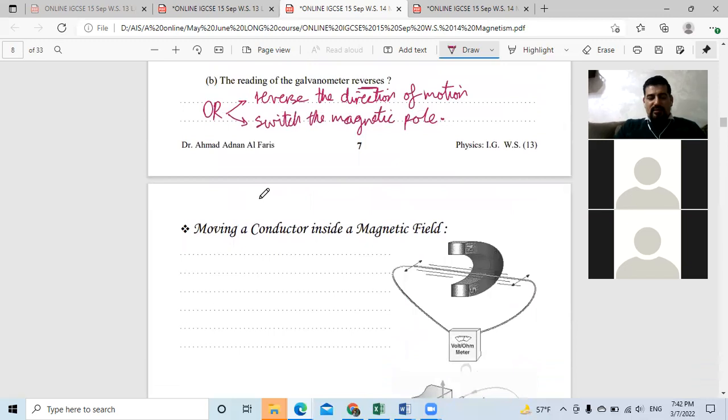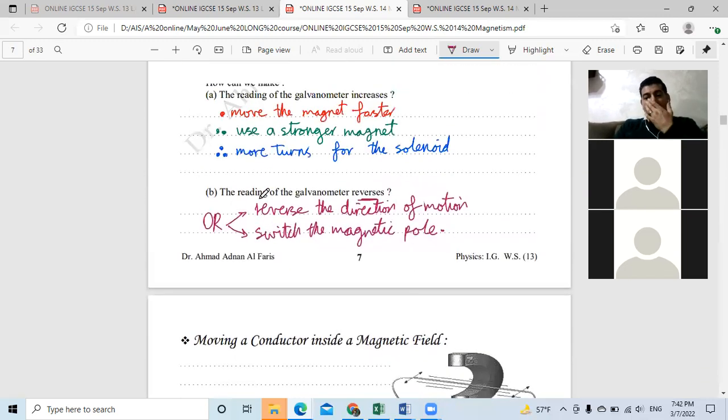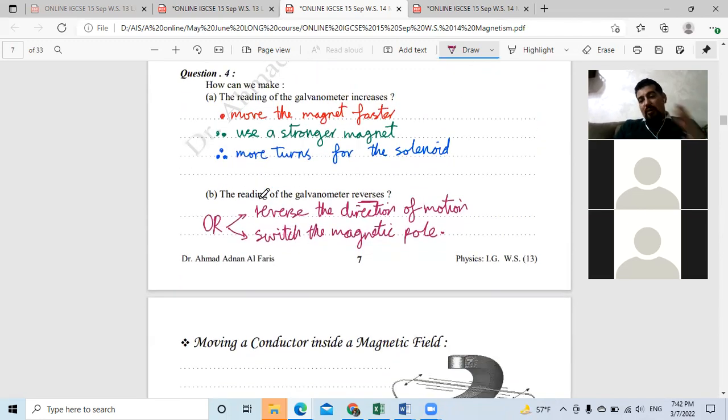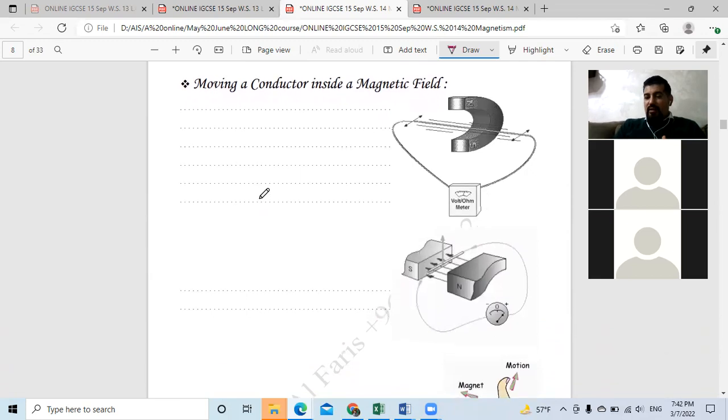Now that's how we can move the magnet relative to the solenoid. This is one of the methods. Now let's do the opposite. Move the solenoid, move the wire inside the magnetic field.